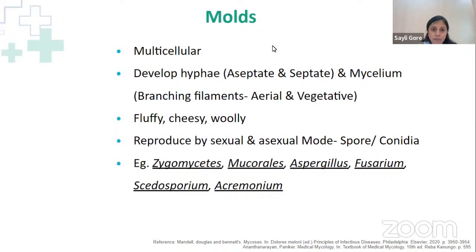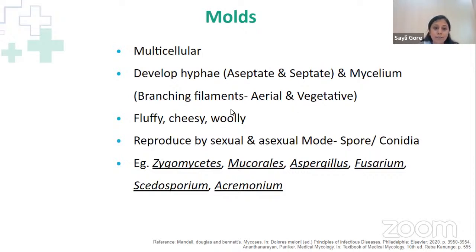So they are nothing but mold fungi. They are multicellular and they develop hyphae. The hyphae are aseptate or septate, like I already explained. Multiple hyphae form one mycelium, and they look like branching filaments which can be aerial or vegetative.